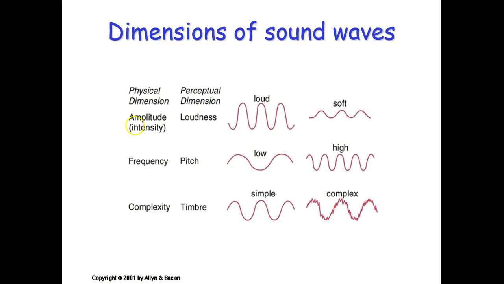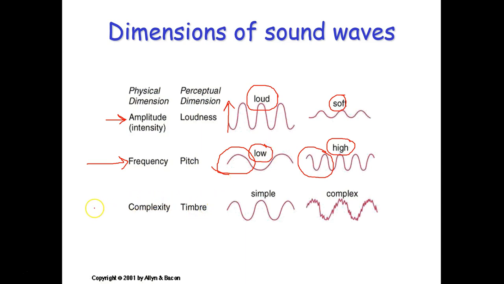So amplitude, which is the height of the peak, represents how loud or soft something is, right? We perceive it as loud and soft, but it's the amplitude of the sound. The frequency, how fast we have a cycle of the sine wave, represents the pitch. The faster the frequency, the higher the pitch. The slower the frequency, the lower the pitch.